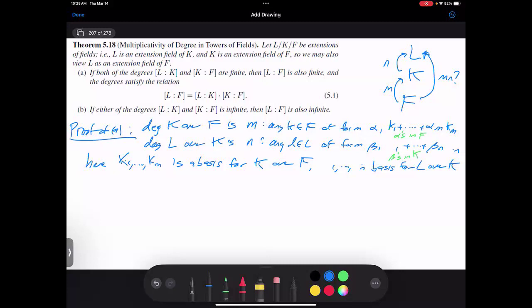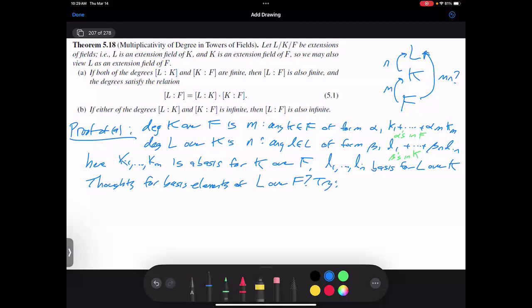And then similarly, when I'm looking at L over K, where should the basis elements of those live? They should live in L. So I'll call it maybe l1 through ln, and those should live in L. So now I need to come up with basis elements for L over F. Thoughts for basis elements of L over F?